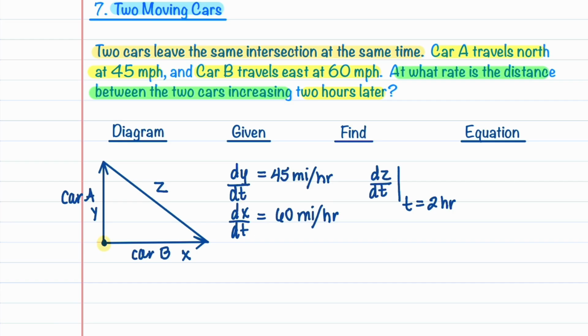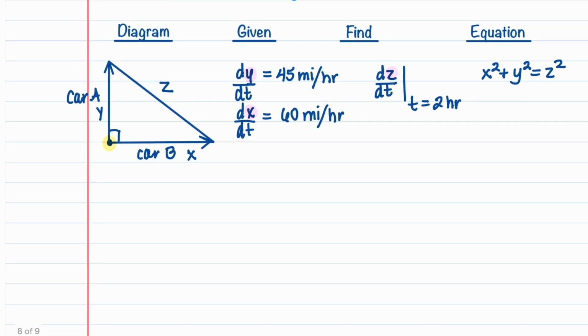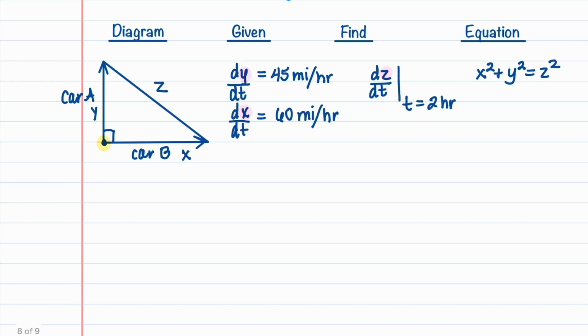Now we need to find an equation that relates x, y, and z. We can get it from the Pythagorean theorem because we have a right angle here. So that is x squared plus y squared is z squared. Now we're going to take that equation and differentiate it with respect to time. So let's first write it down: x squared plus y squared is equal to z squared.